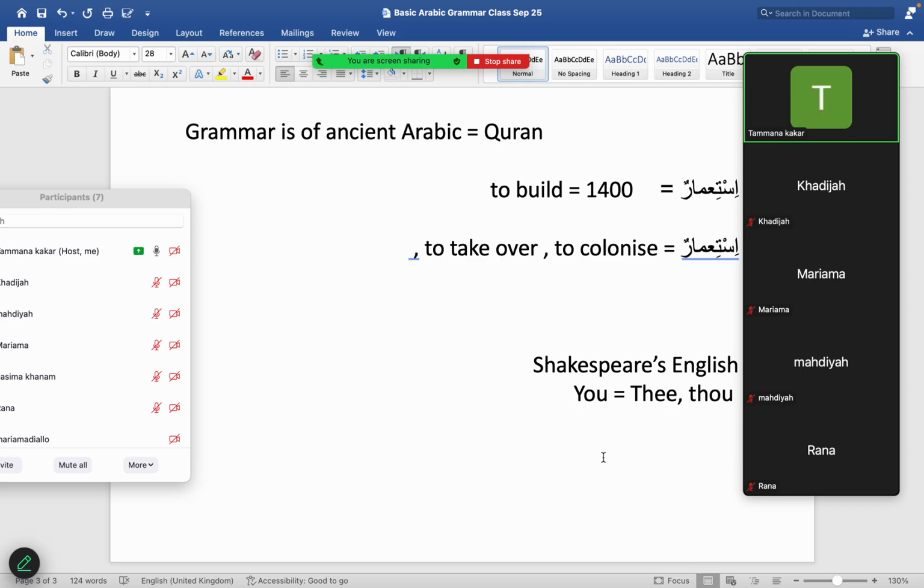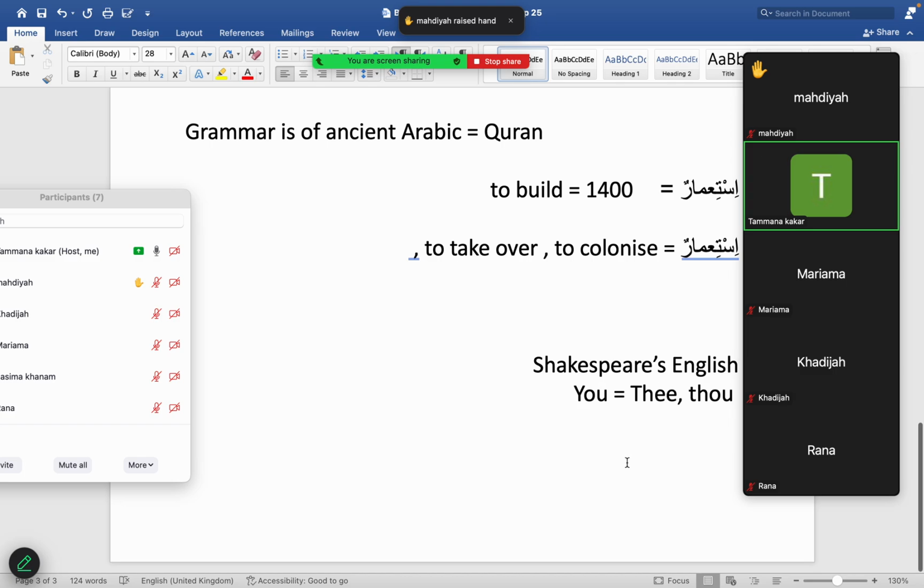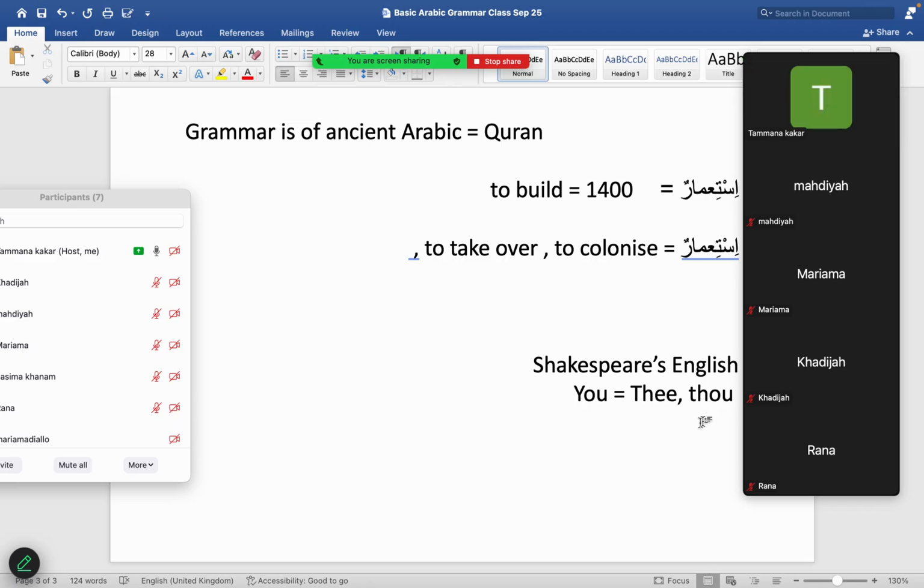So when we say that a person who knows English, do you think they can read Shakespeare's book, saying that because they know English, they will understand what Shakespeare said? Yes, Madiha sister. In Shakespeare's English, there is you. But then he used thee or thou. Yeah, because at that time, this is how they used to speak.